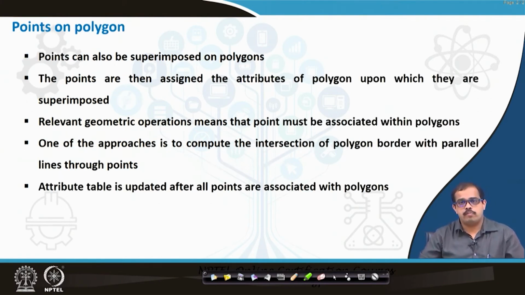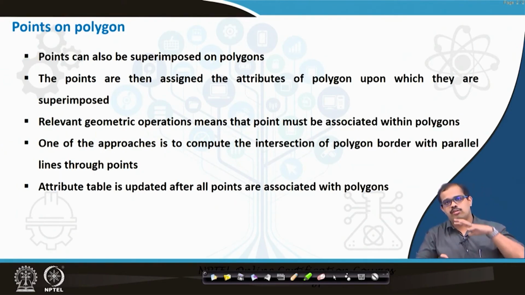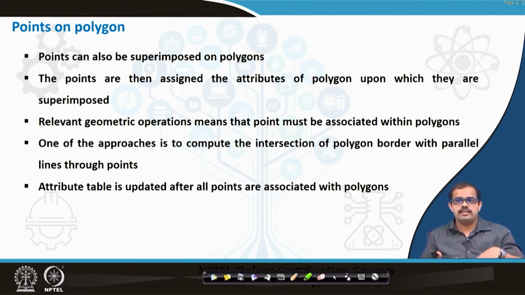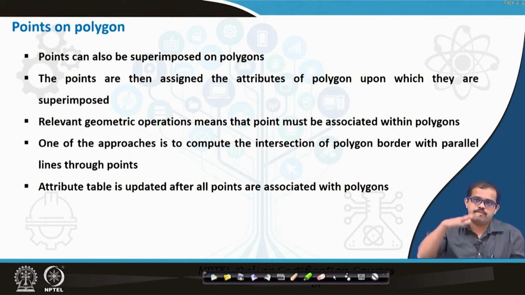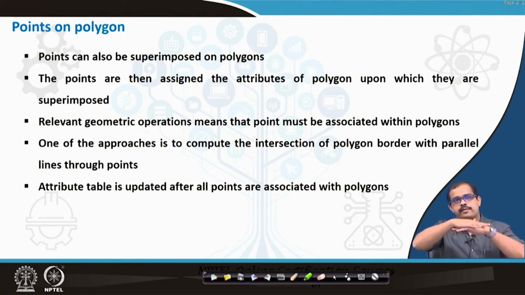Then points on polygons, this is the second type of overlay operation. Points can be superimposed on polygons, it is as simple as this, you have a number of polygons. Now, I want to just find out how many trees are there in a city. So, I have the tree layer which is points, then I have the city boundary, and I have buildings in that particular city. Buildings are nothing but polygons. So, how many trees are around each building, if I have to find out.